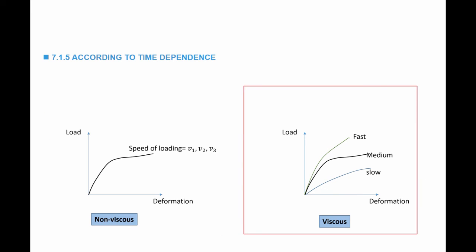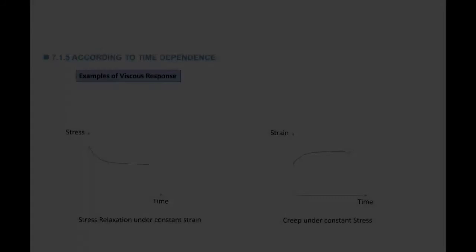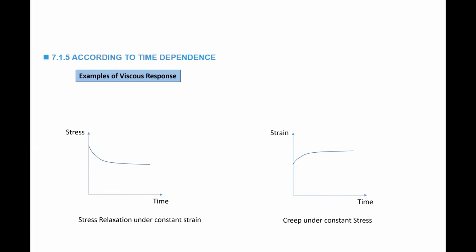If, on the other hand, the response to loading is dependent on the speed of the application of load, for example, for a slow application of load I get a certain response, the higher the load rate, the stiffer the material, this is called a viscous material. There are two examples of viscous response that are very important for civil engineers. The first one is stress relaxation under constant strain, and the second one is creep under constant stress.